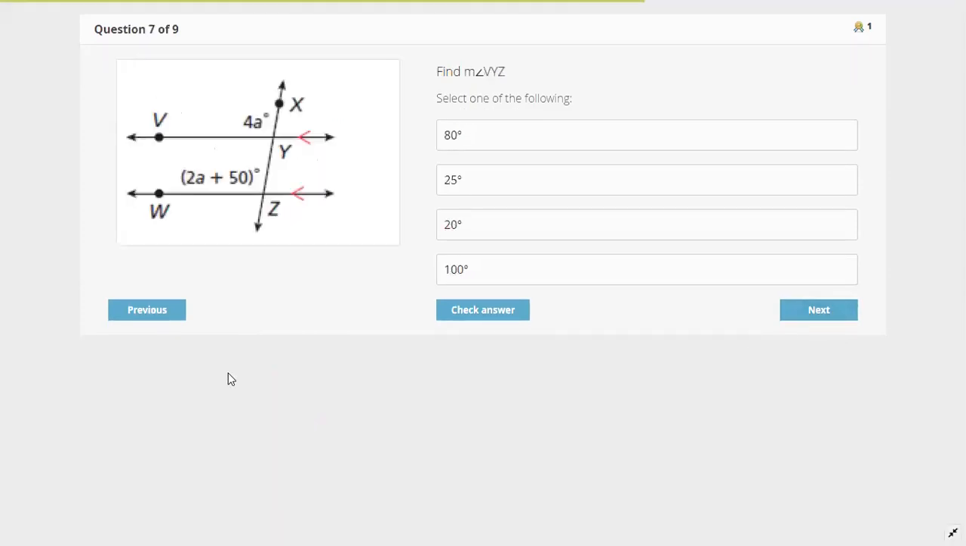Quickly. Find the measure of angle VYZ. How will we find the measure of the angle? Once you finish, tell me the final answer, and then take your time. Did you find the final answer?